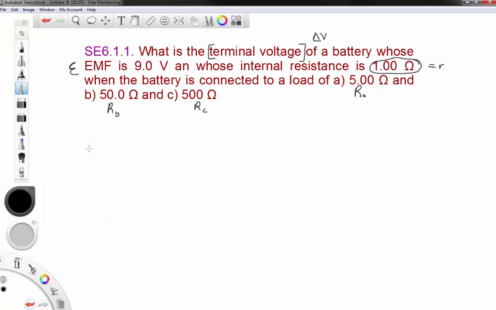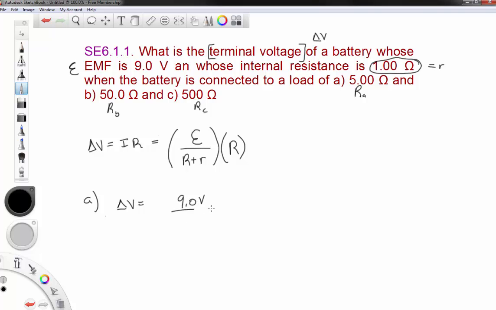Well, the terminal voltage is the current times the resistance in each case. And the current was given by the EMF divided by the sum of the load and the internal resistances. So it's going to be this times the resistance in all three cases. So for case A, we have delta V is 9.0 volts divided by 5.00 ohms plus 1.00 ohm, because that's what the internal resistance is, and then that's going to be multiplied by 5.00 ohms.